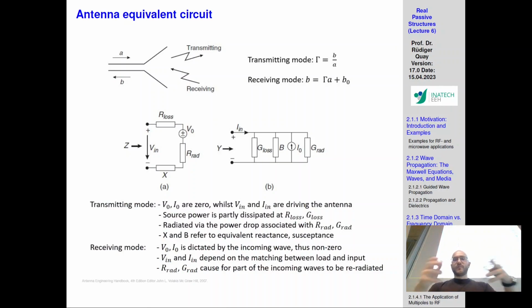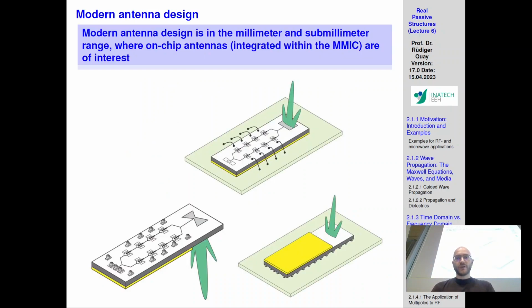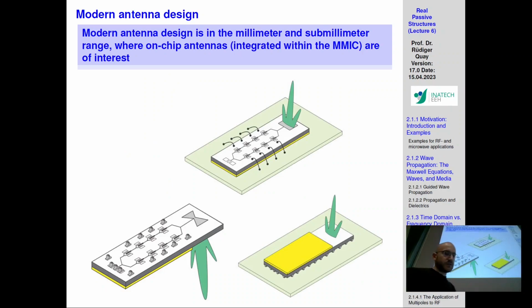As you can see, an antenna can also be represented by a simple circuit. This part is not that relevant for the exam, that's why we'll be moving on. Modern antenna design is, as we see here, always designed in combination with an amplifier.